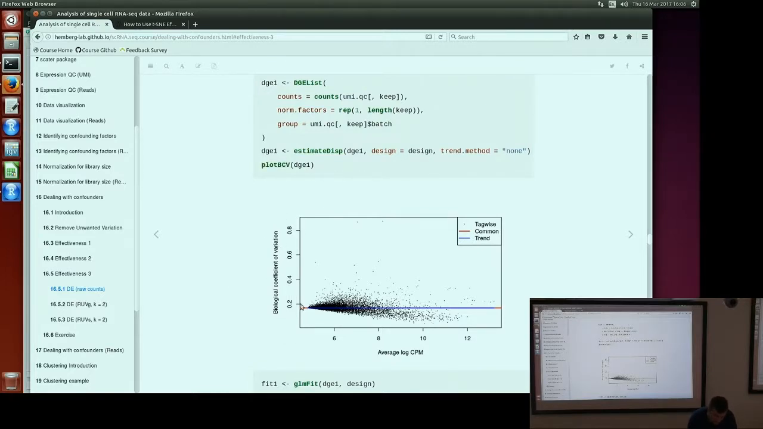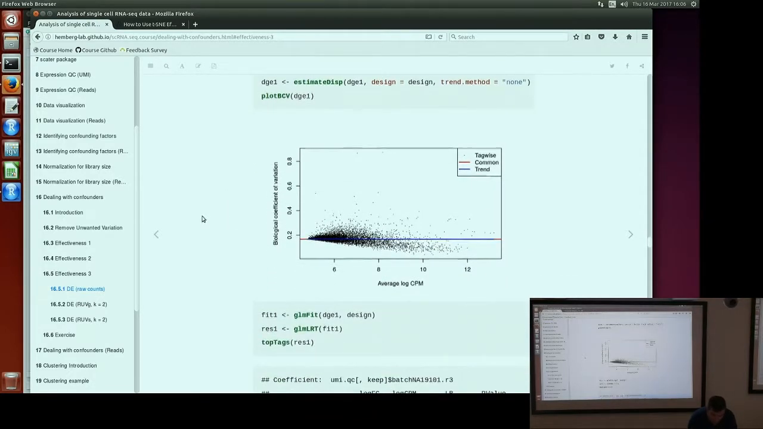So the biological coefficient of variation is the square root of the dispersion parameter for the negative binomial model, and if we plot that value against the average log counts per million, then we see this relationship. You can see some genes have very high values for dispersion, so highly variable. Overall, there's a slight decreasing trend, which again reflects the fact that as we go to higher average expression levels, the biological component is consistent and less influenced by any technical effects.